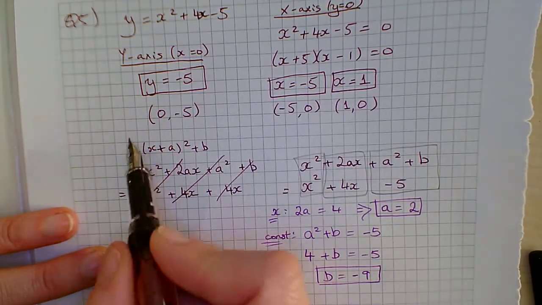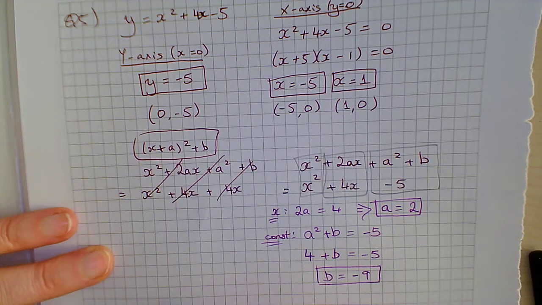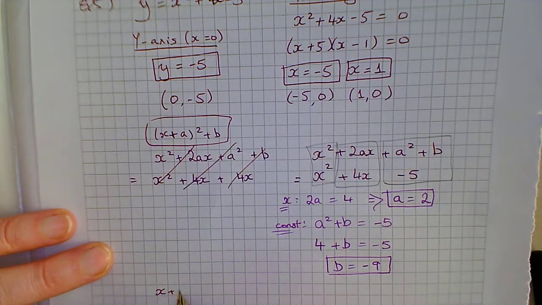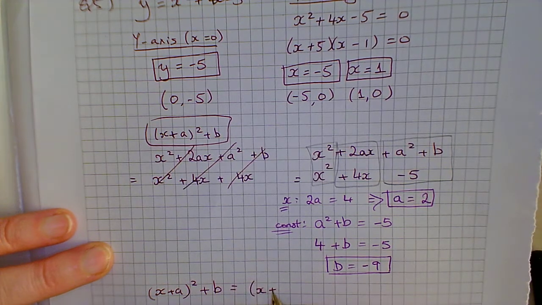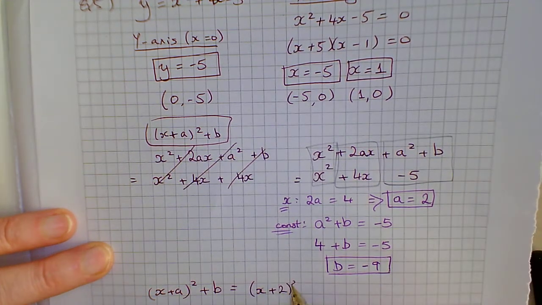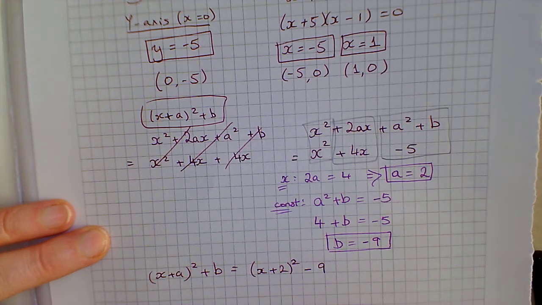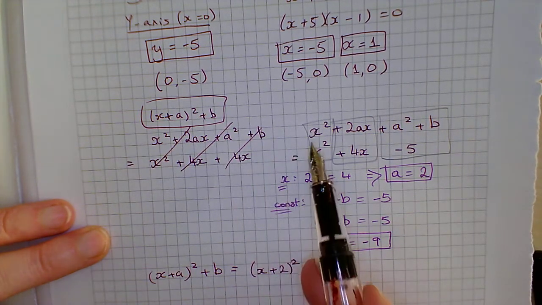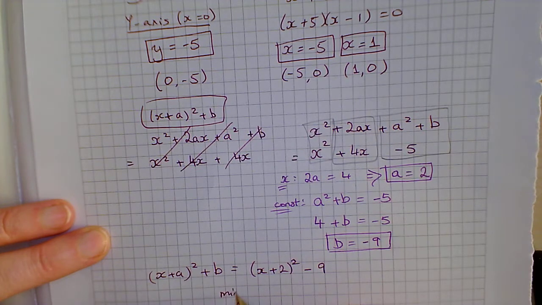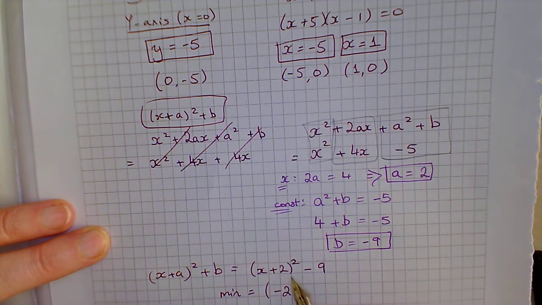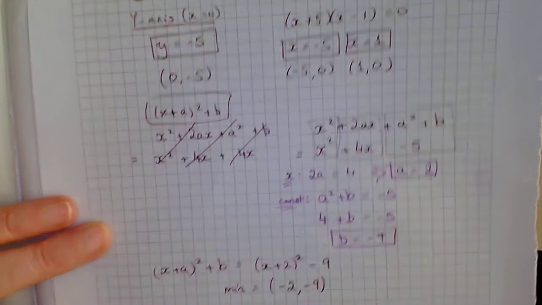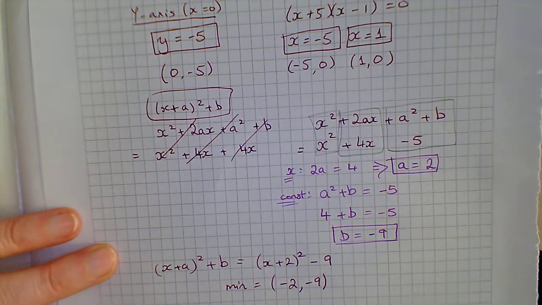That means that x plus a all squared plus b is actually x plus 2 all squared minus 9. Okay, so that's my function. And we know that it's u-shaped because of the positive x squared, and therefore it has a minimum. For that minimum point, we change the sign of the one in brackets, and we don't change the sign of the other one. So there's my minimum turning point.